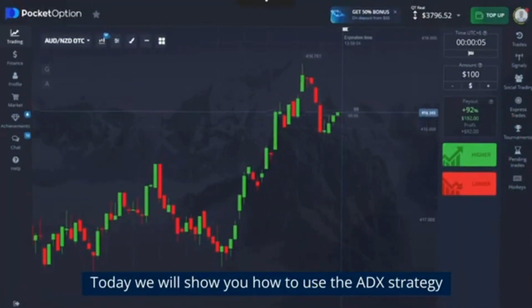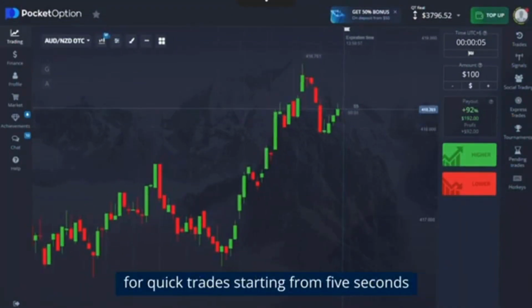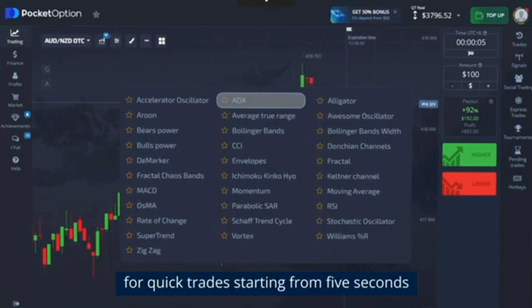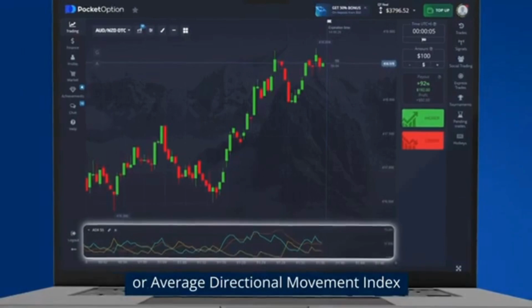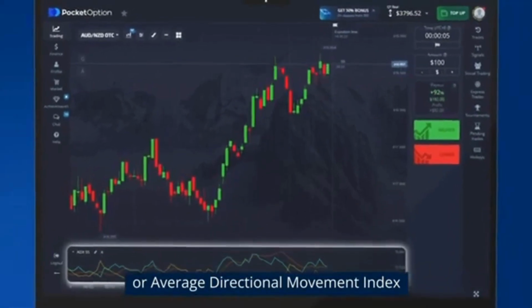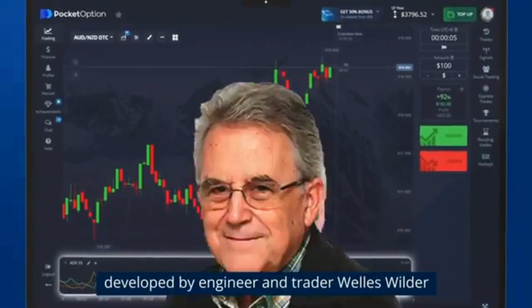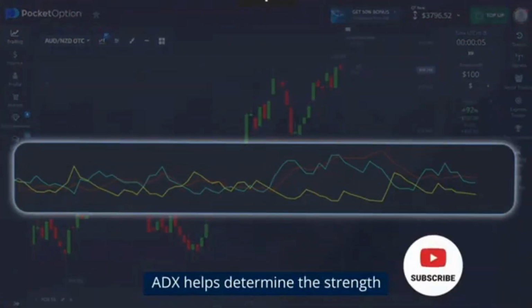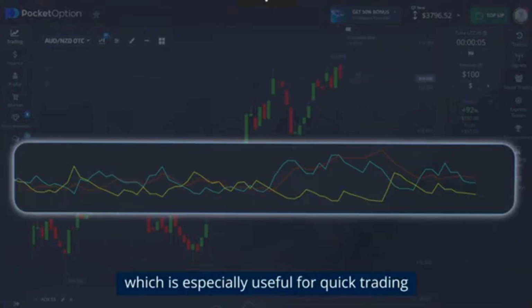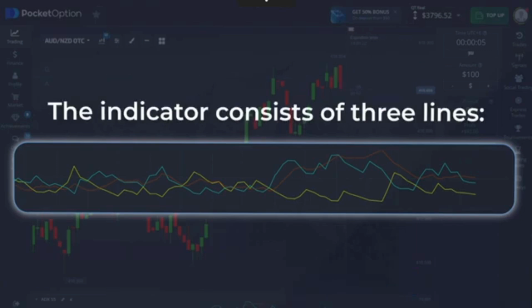How to use the ADX trading strategy. Today, we will show you how to use the ADX strategy for quick trades starting from 5 seconds. This strategy is based on the ADX indicator, or Average Directional Movement Index, developed by engineer and trader Wells Wilder. ADX helps determine the strength and direction of the trend, which is especially useful for quick trading. The indicator consists of 3 lines.